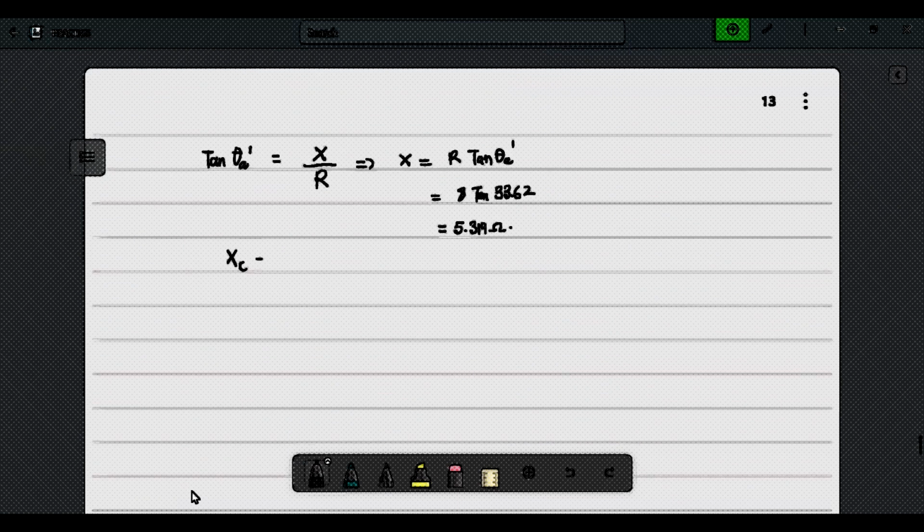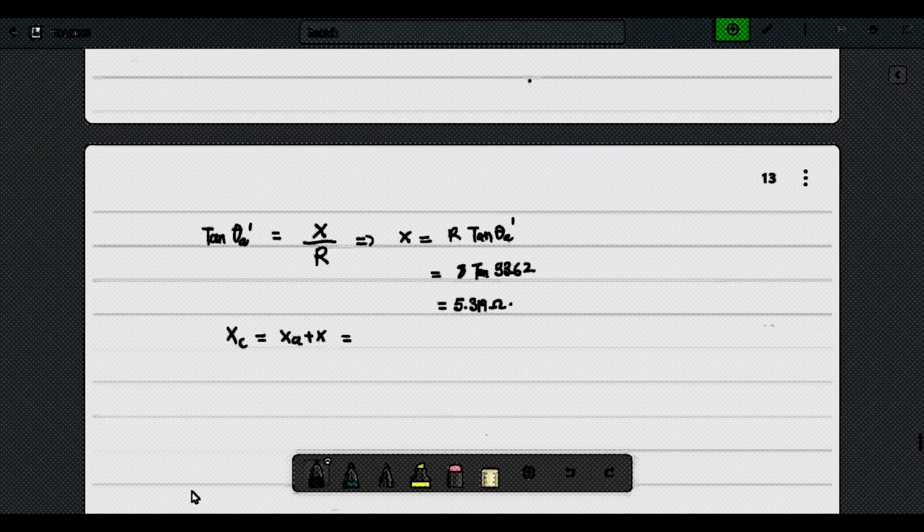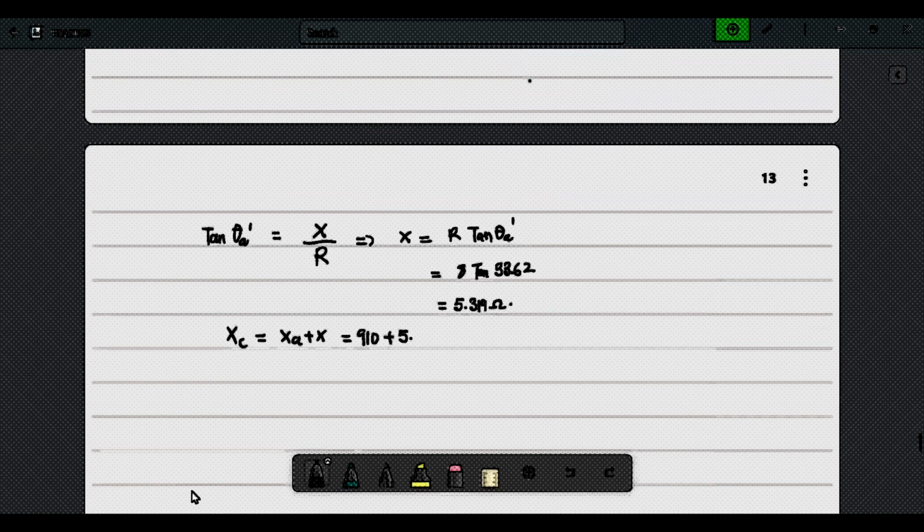So Xc will be equal to Xa plus the value of x that we just calculated. Xa was 9.6, wait, how much was that? It was 9.6 plus 5.319. If we add this, we find 15.319 ohms. Now we have found the capacitive reactance.